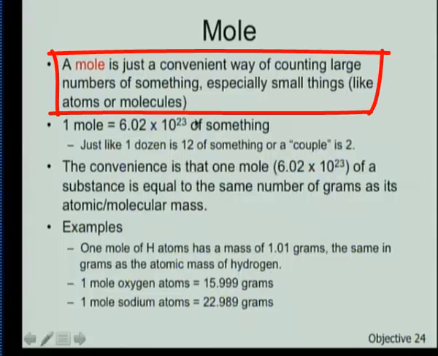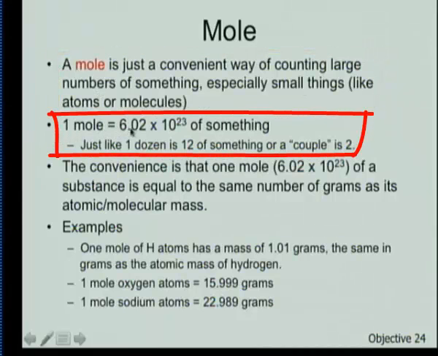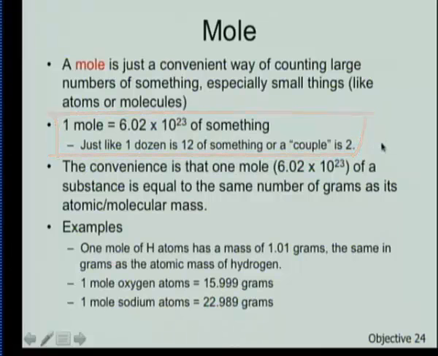Now, it just so happens, it's huge. A mole is just a convenient way to say I have a whole lot of small things, like atoms and molecules. So a mole is 6.02 times 10 to the 23rd of something. If you look at that exponent, 10 to the 23rd, that is huge. Just like a dozen is 12, a couple is 2, frequently a few is 3. Unless you're begging your parents for something, then you expect a lot more, but you get the idea. So 1 mole is 6.02 times 10 to the 23rd of something.